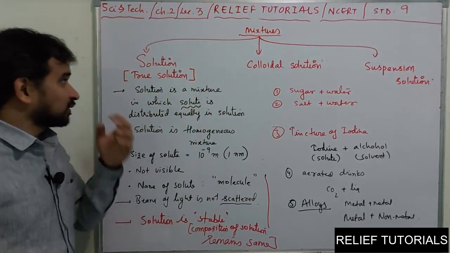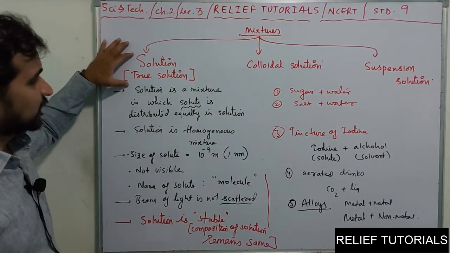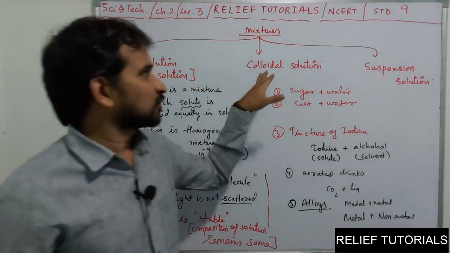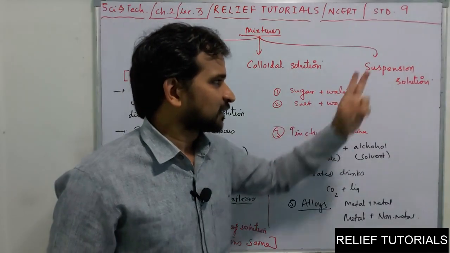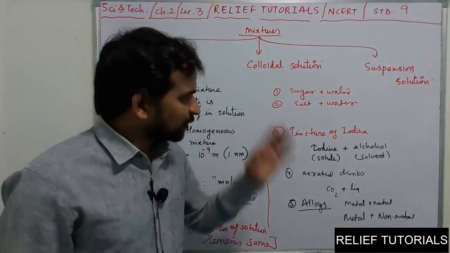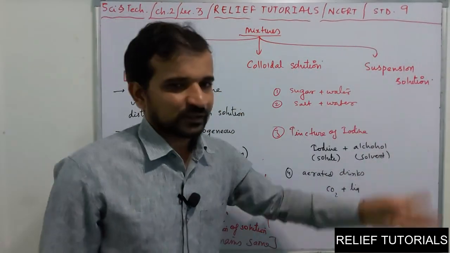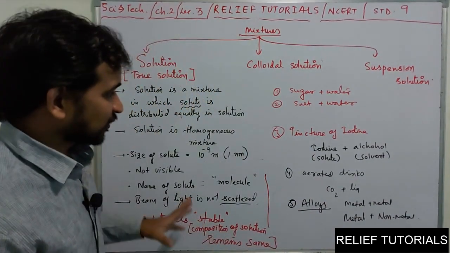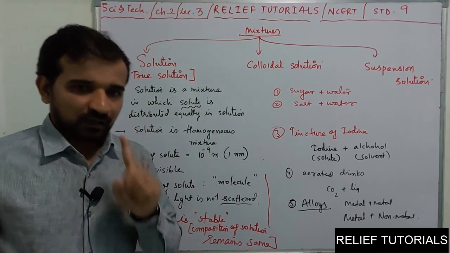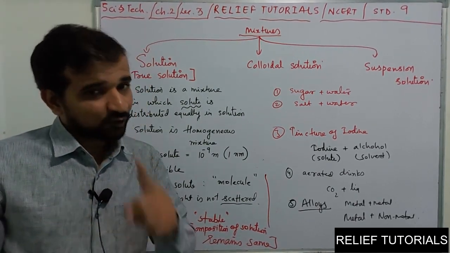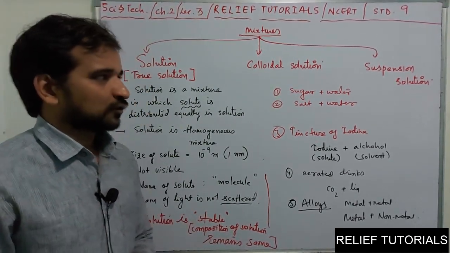So this is all about the solution. In the next lecture, we are going to understand the other two types of mixtures, colloidal solution and suspension. But before going towards colloidal or suspension, in the next lecture we will understand two more terms regarding solution: saturated solution, unsaturated solution, and concentration of solution.